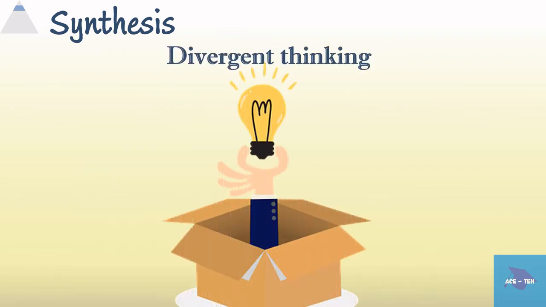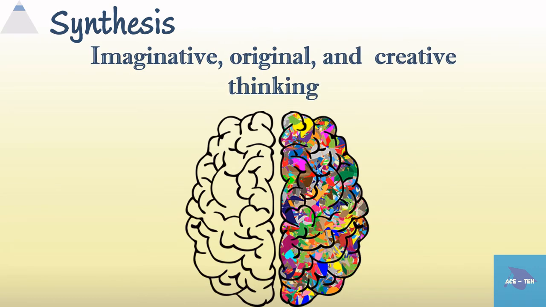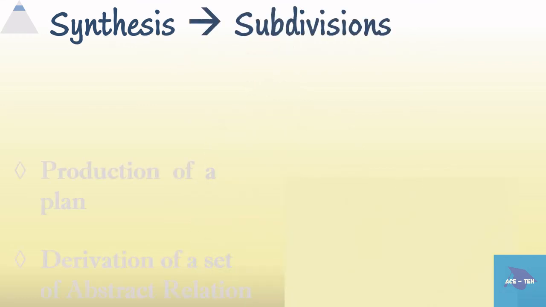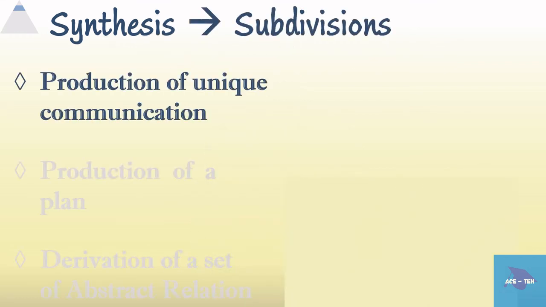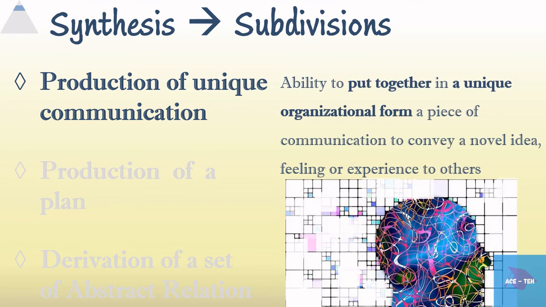It involves divergent thinking. It calls for imaginative, original, and creative thinking. It requires fluency of novel ideas and a flexible mind. It is a complex ability at a higher level of cognition. Synthesis can be subdivided into production of unique communication, which is concerned with the ability to put together a unique organizational form to convey a novel idea or a feeling or experience.